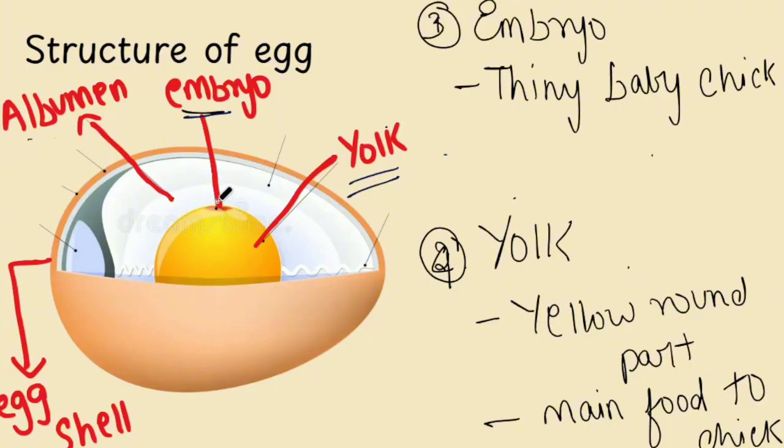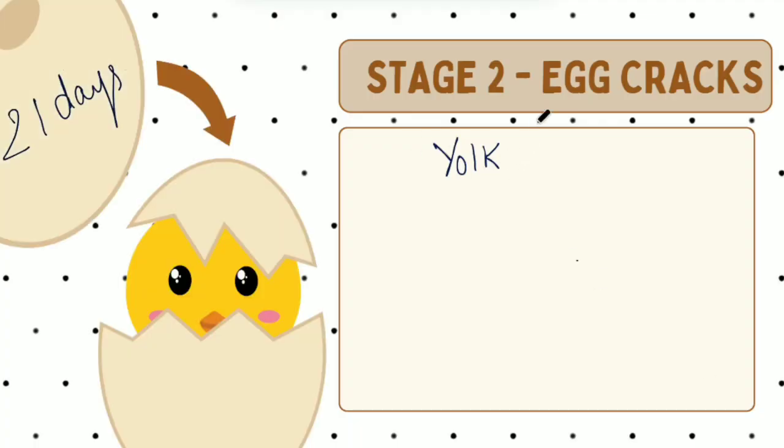Okay. Where does the chick grow? This part. This part is known as the chick. Tiny baby chick, which we call an embryo. It starts to grow. So, the yolk gives food to the chick. What about the embryo?